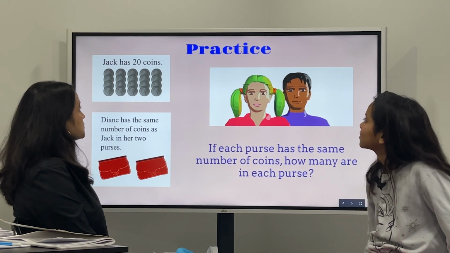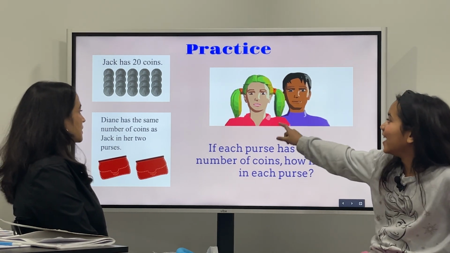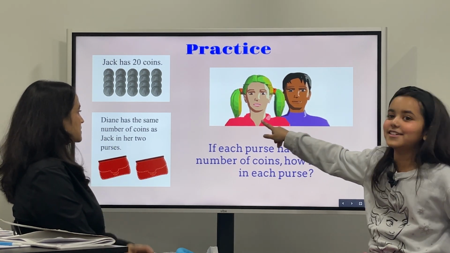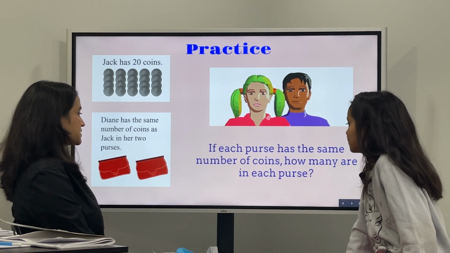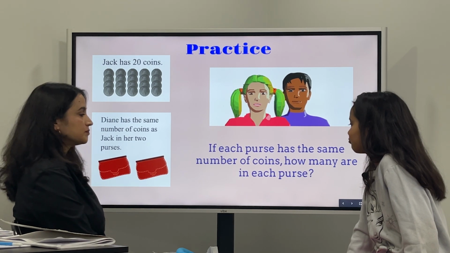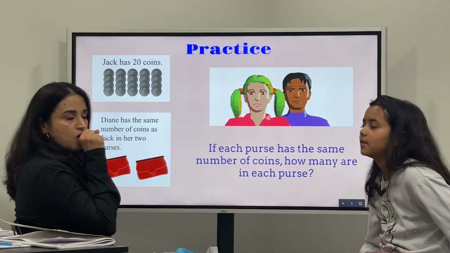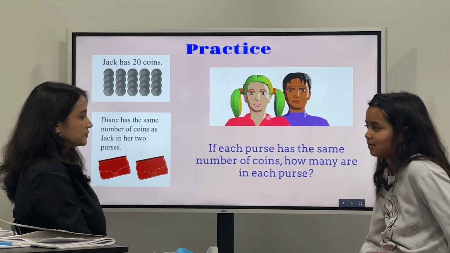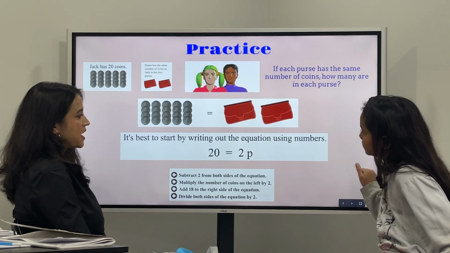Another practice time. Jack has 20 coins. This is Jack. Diana is the girl. She has the same number of coins as Jack in her 2 purses. So if each person has the same number of coins, how many are in each purse? I think it's 10. Let's see how we can do it the math way.